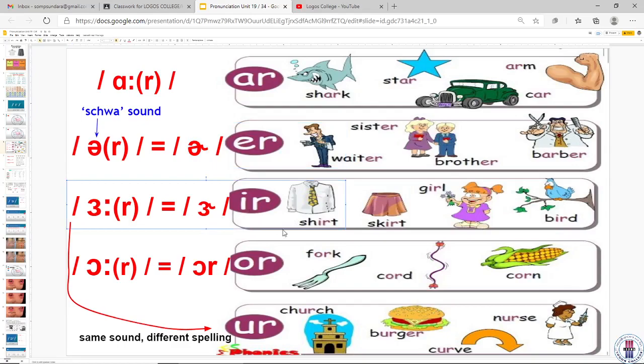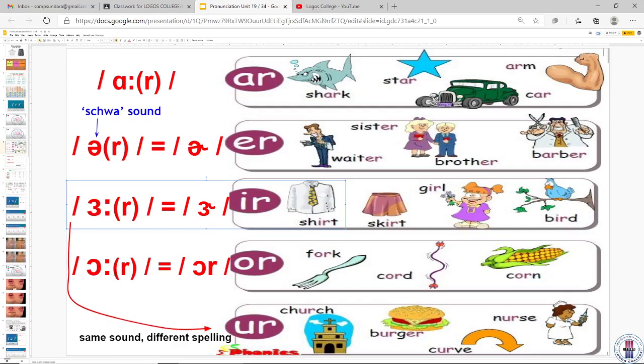So the er word is shirt, skirt, girl, bird. The British, though, they'll say this: shirt, skirt, girl, bird. In the United States, they say bird. I hope you can hear the difference there.